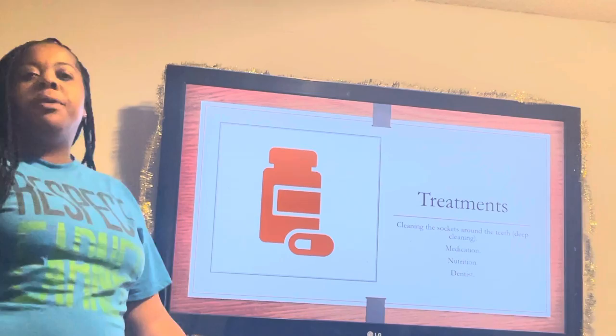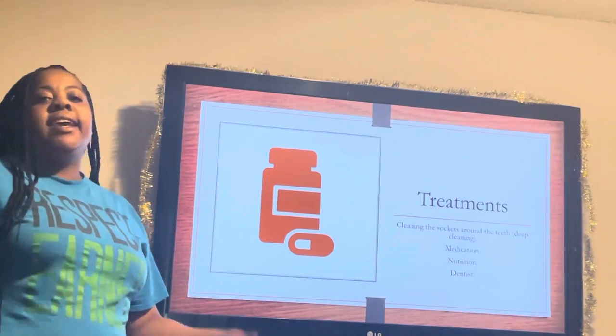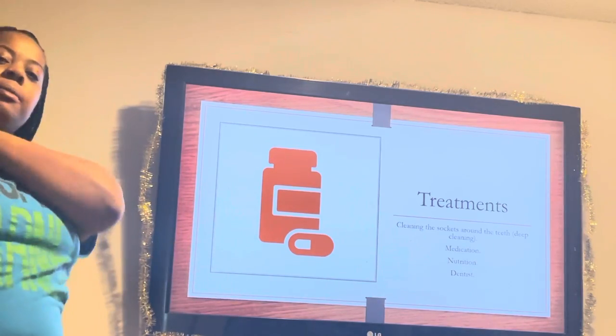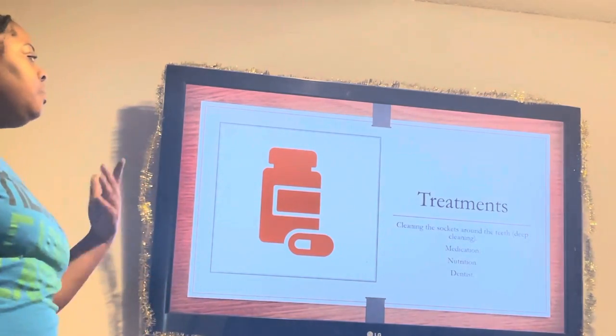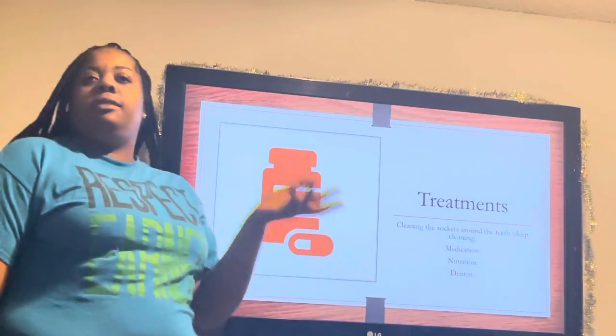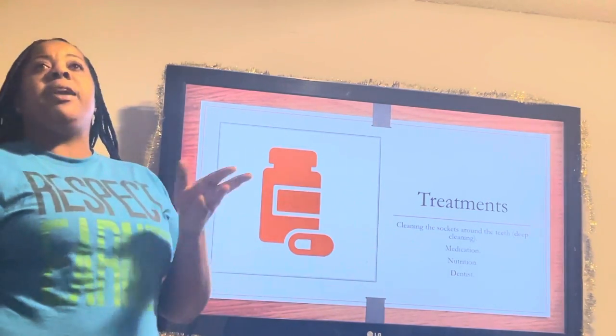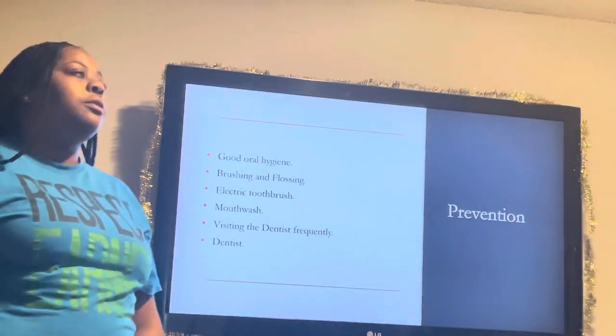And some basic treatments for PD: you would of course have to go to the dentist and get a full cleaning, the cleaning of your tooth sockets, basically nutrients, brushing, and making sure that you're flossing and things of that nature.